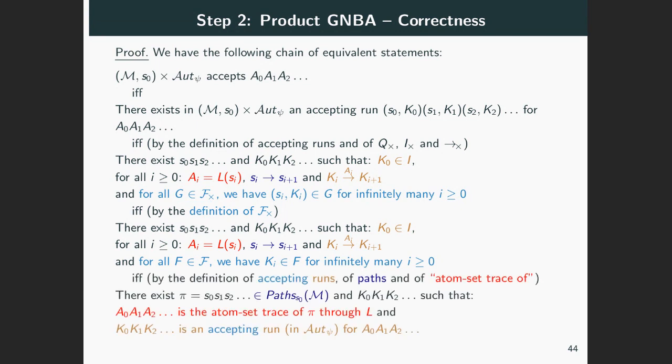Now we apply the definitions of runs, of accepting runs, and of the notion of atom set traces, which give us a reformulation of the previous condition in terms of the existence of a path pi in M and of an accepting run in aut psi, such that A0, A1, and so on is the atom set trace of pi and is also the word accepted by the given run in aut psi. I use color coding to show how the various pieces are being reformulated, just a routine application of the definitions.